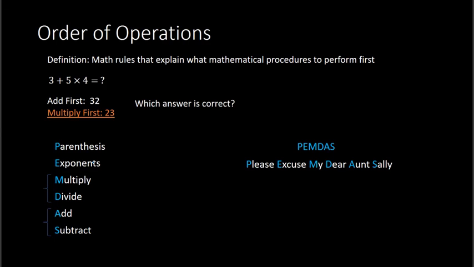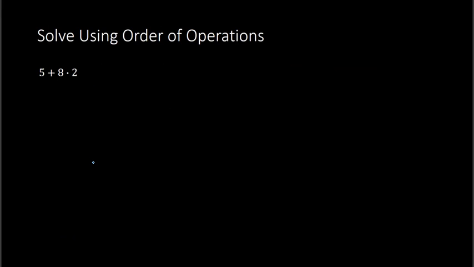So now we're just going to walk you through many different examples where we have to solve using the order of operations. Here we see 5 plus 8 times 2. We need to do the multiplication before we do the addition. So the 8 times 2 we do first to get 16, and then we add 5 plus 16 to get 21.